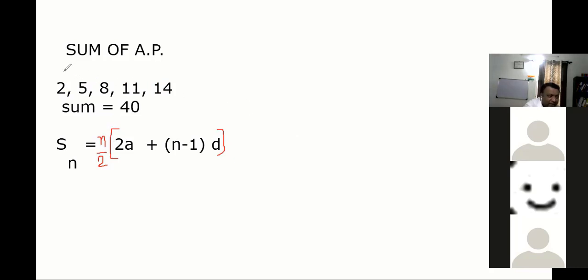Let's verify here. Sir, can n be used for the nth term also? Say again, please. Sir, n means number of terms, sir. Sometimes we use it for the nth term also. Exactly.